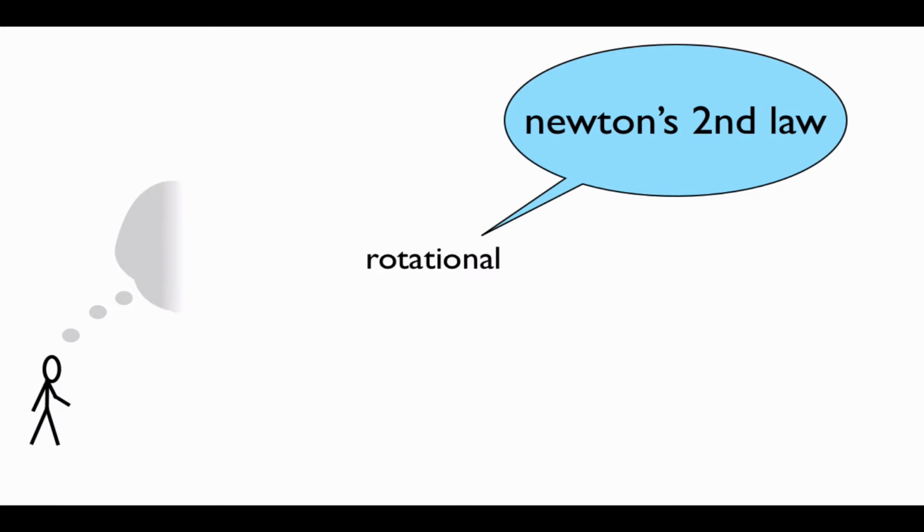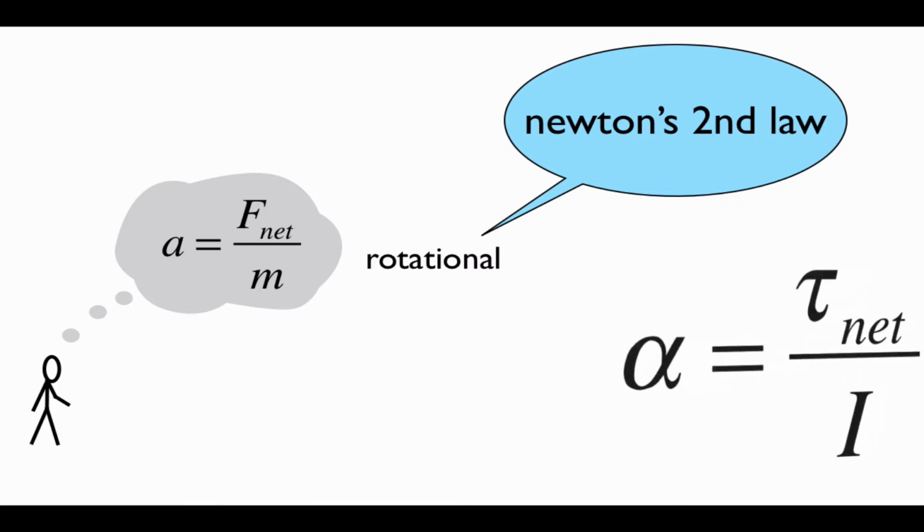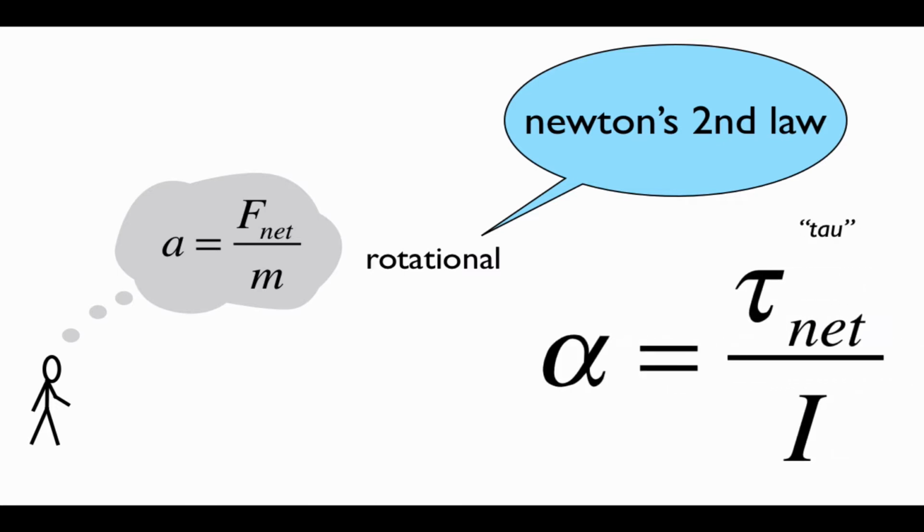In translation, we have Newton's second law to tell us how much acceleration we will experience. And it turns out that if we have something that's rotating and we want to know the angular acceleration, there is also a Newton's second law for rotation. Alpha equals tau over I.